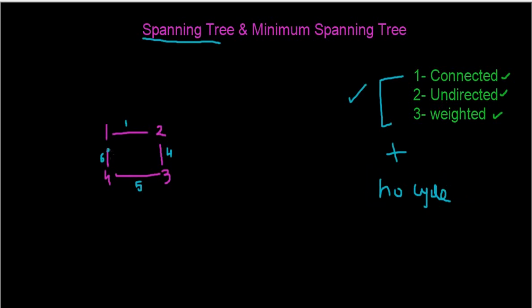So what if I remove this edge from 1 to 4? The graph will look like this: from 1 to 2, from 2 to 3 and from 3 to 4, with weights 1, 4 and 5. This is a connected, undirected and weighted graph. Why is it connected? Because I can visit any vertex from any other vertex of my graph. Suppose I can visit 4 via 3, 2 and 1, and I can also visit 4 via 2, and I can visit 4 via 1.